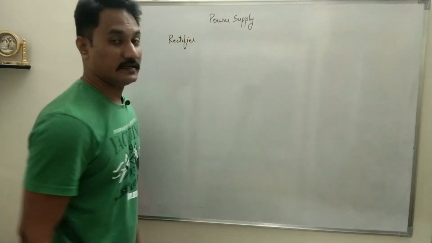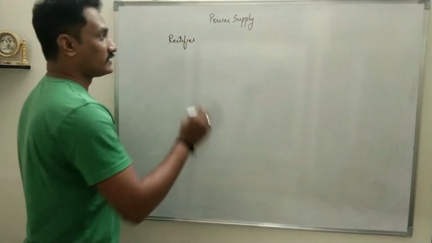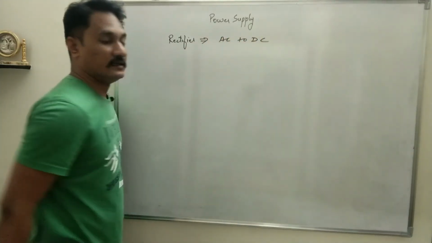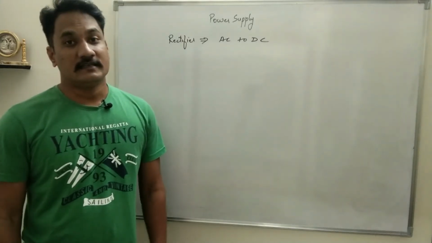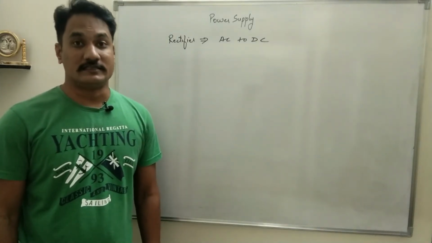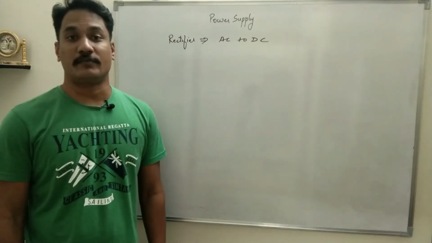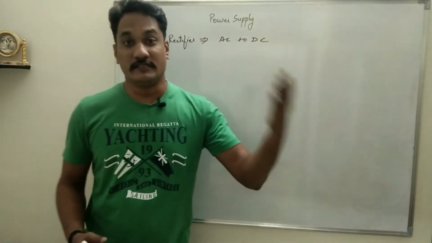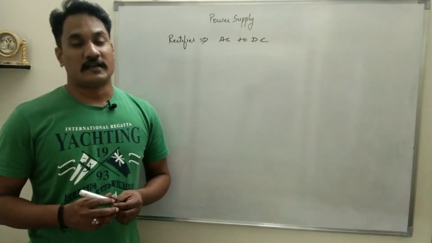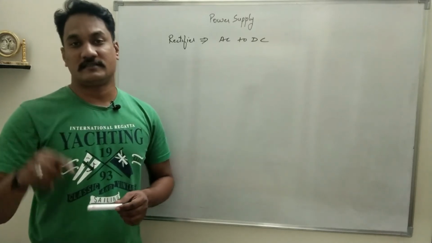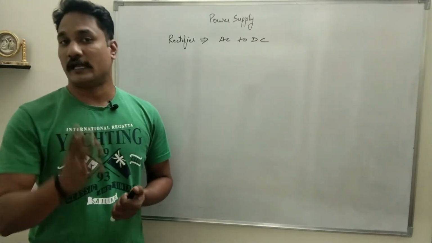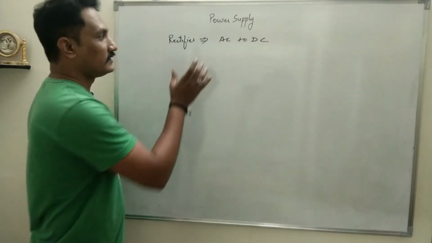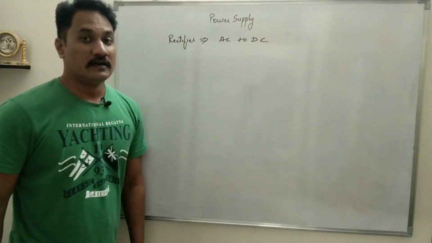Rectifier, what does it do? A rectifier is a device which converts AC to DC, right? What are AC signals? The AC signals are the signals which change their polarity as well as amplitude with respect to time. So when we see a signal and try to understand whether it is AC, we see if the polarity is changing with respect to time, we say it is AC. If the polarity is not changing with respect to time, it is DC.